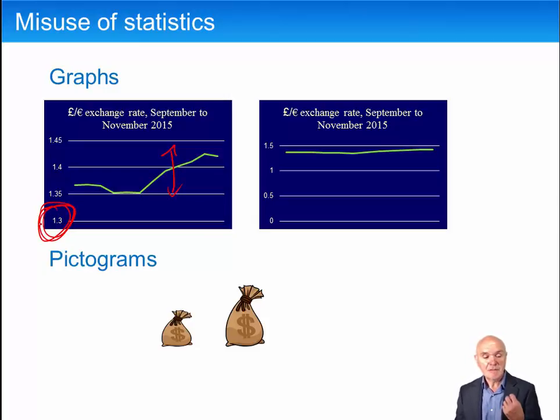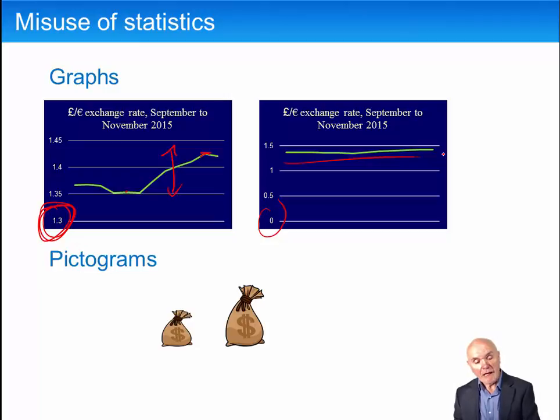The graph is actually magnifying the difference between about 1.35 and 1.42 there. If you were to draw this in the graph starting at zero, then this is what the movement looks like here. And it's a much less volatile movement in the exchange rate. It's nearly level, to all intents and purposes.